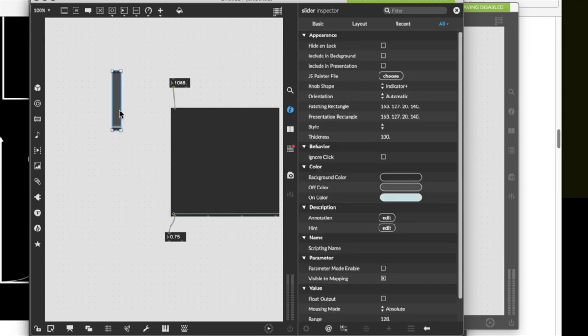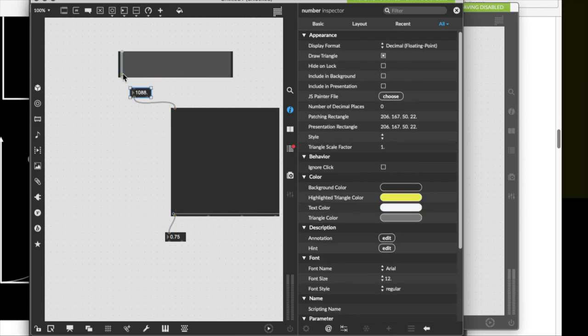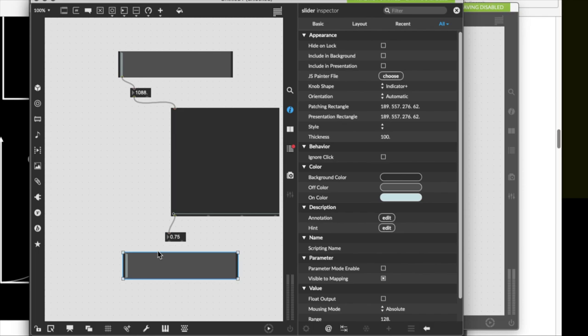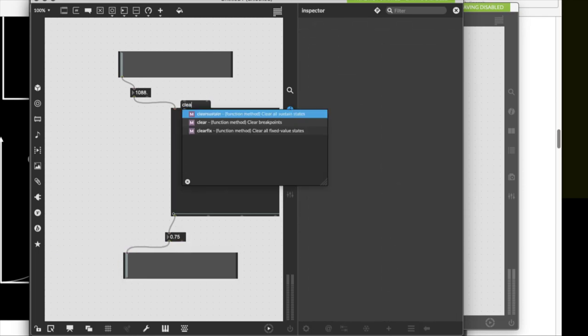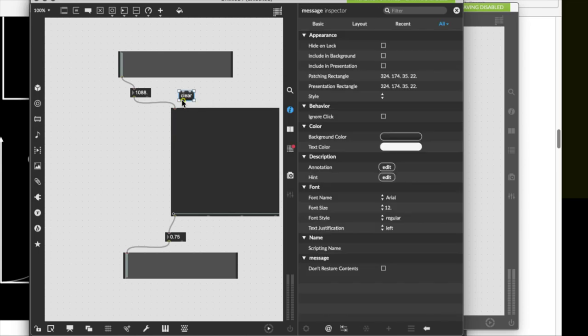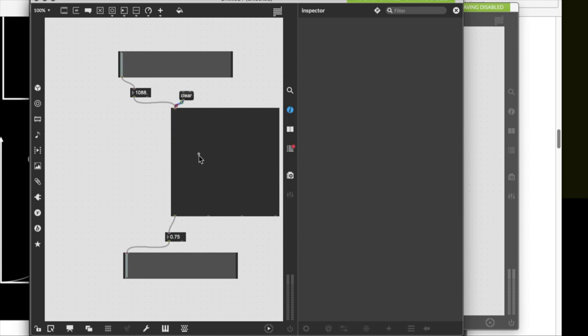Here's my regular slider, because it will be visually easier to understand. Slider input, slider output. Just like most of these objects, if you send it a clear message, it is supposed to remove all the data points. So here we go again. Don't really need a sustain point here. Okay, so some gibberish here, something flat here, and then kind of a linear input here.